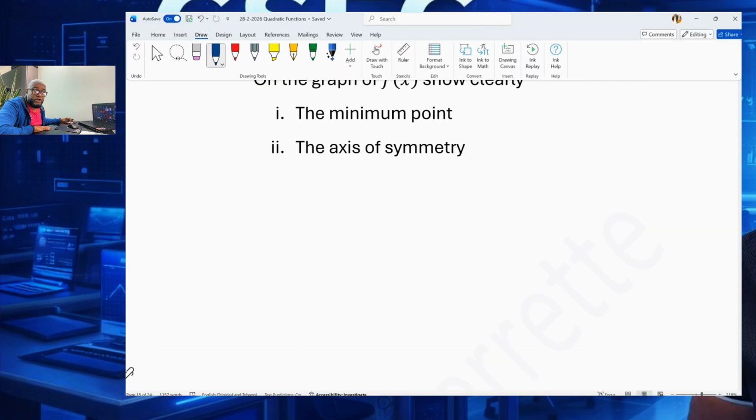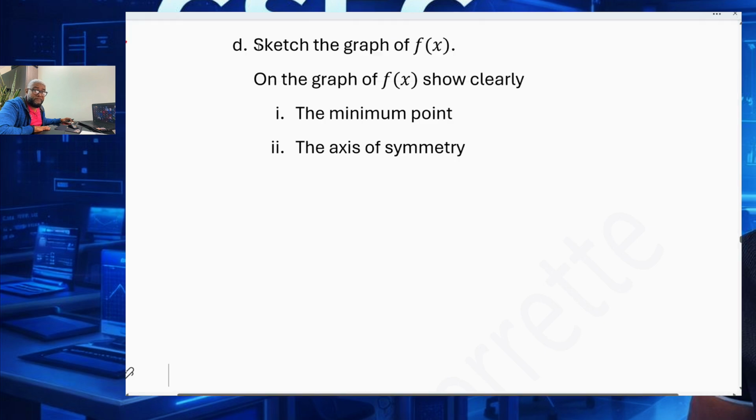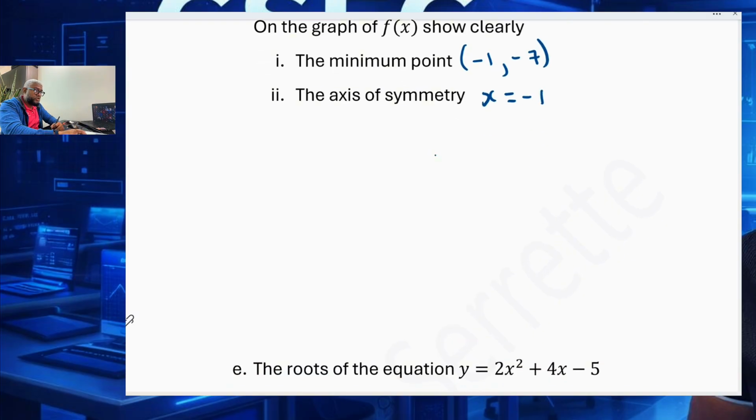Well, they want you to sketch the graph of f of x. But on the graph, they want you to clearly show your minimum point, which was what? Negative 1 comma negative 7. Clearly show that, right? And the axis of symmetry, which was given by x is equal to negative 1. Right? That's all we need to show.